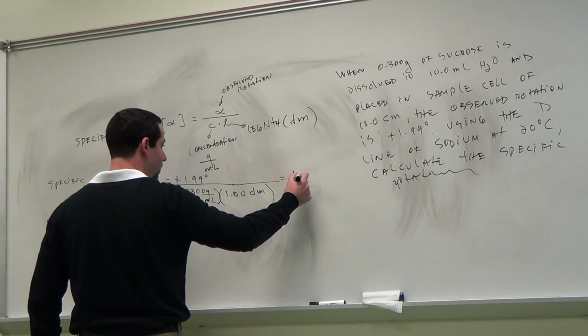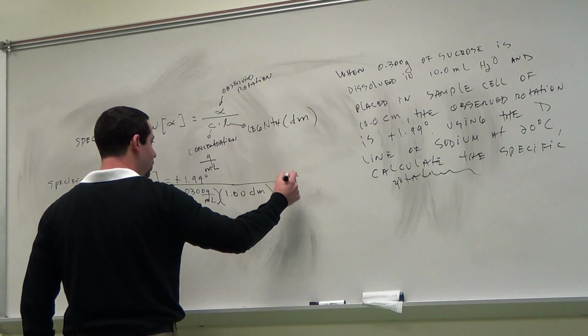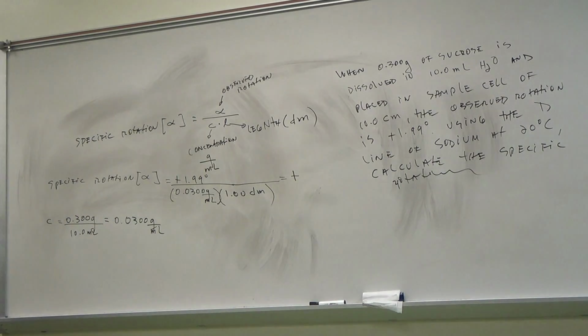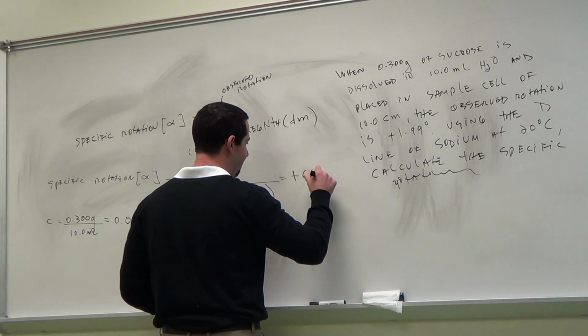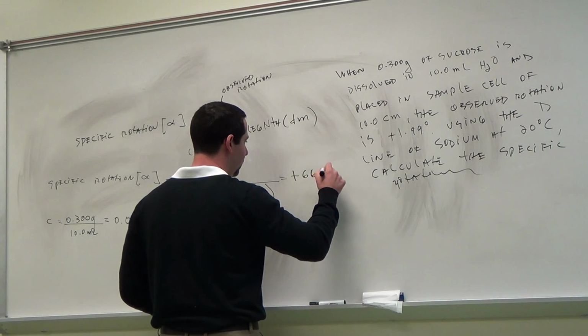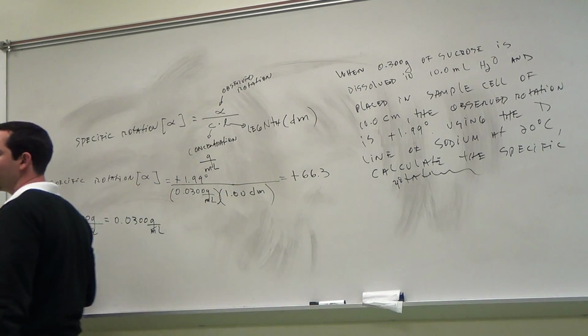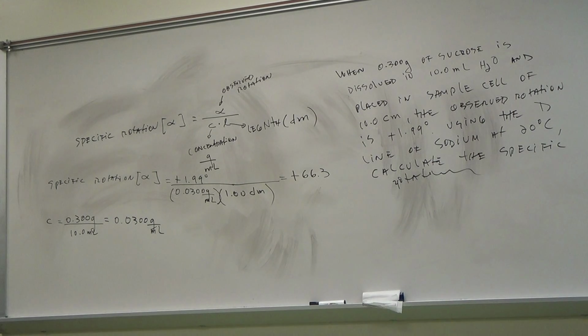This is a positive, yes? The positive is important because it is rotating plane polarized light in what way? D way. Dextrorotatory, to the right. So this is positive 60 what? 66.3. It has no units, my friend. Oh. Okay? You like that?